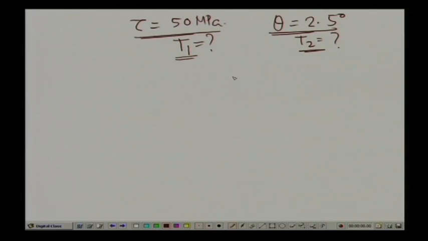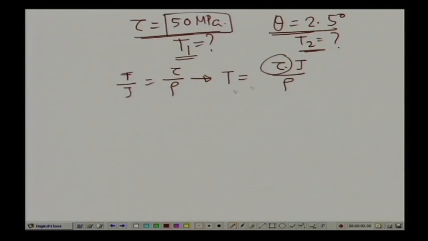Let us call T corresponding to this as T1 and corresponding to this as T2. If we compute T1 and T2, the lesser of these two will give us the value of the governing twisting moment. Now, from the first, T by J is equal to tau by rho. From this, T is equal to tau times J by rho. Tau here is given as 50 MPa, so this is 50 multiplied by J, which in terms of diameter is pi d to the power 4 by 32. So, pi into 40 to the power 4 divided by 32 is the J, and rho is d by 2, which is 40 by 2.